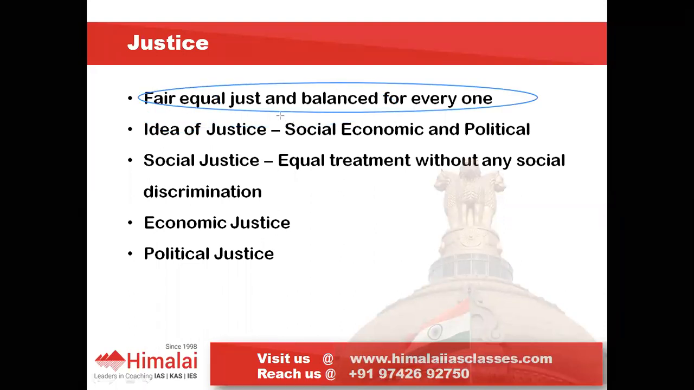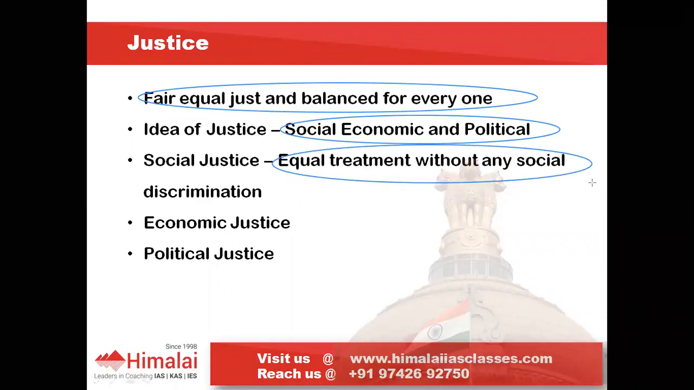Ideals of justice: what type of justice do we have to take? It is social, economic, and political. What is social justice? Social justice is equal treatment without any social discrimination. So untouchability, or discrimination based on caste or gender, is all against the doctrine of social justice. We promised all our citizens social justice, that they should get equal treatment without any discrimination in the society.